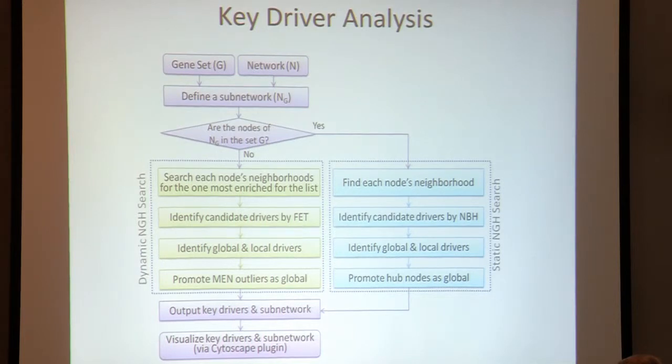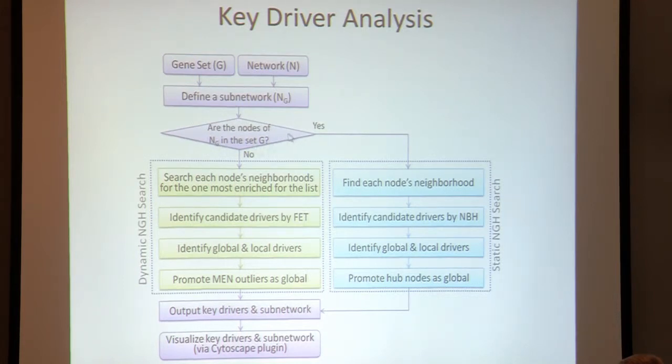relevant to your study. So once you define the gene set and the relevant causal network, the first step is to define the subnetwork around this gene set. Basically we try to restrict the answer to a smaller network by looking at the neighborhood around those input gene sets.